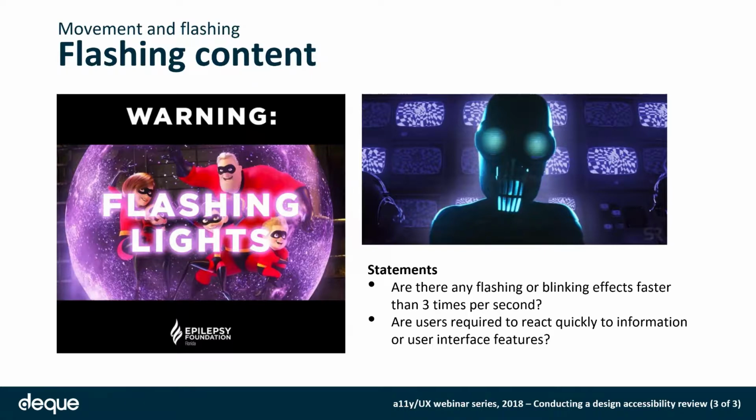And the statements that you really need to look at are: are there any flashing or blinking effects that last more than 3 times per second? And are users required to react quickly to information, like if there's flashing content, so I need to move away from it? Is that kind of thing present there? The best advice that we can give is not to have such kind of content displayed on your web page. So that completes all the 10 heuristics, and I pass it on to Denis to conclude.